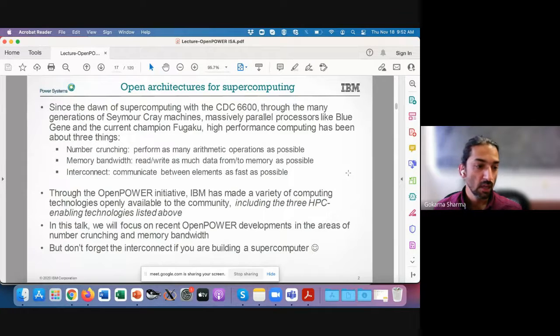Okay, and then the interconnect. When I talk about Power 10, we'll get to know what they are doing to make this interconnect as fast as possible.